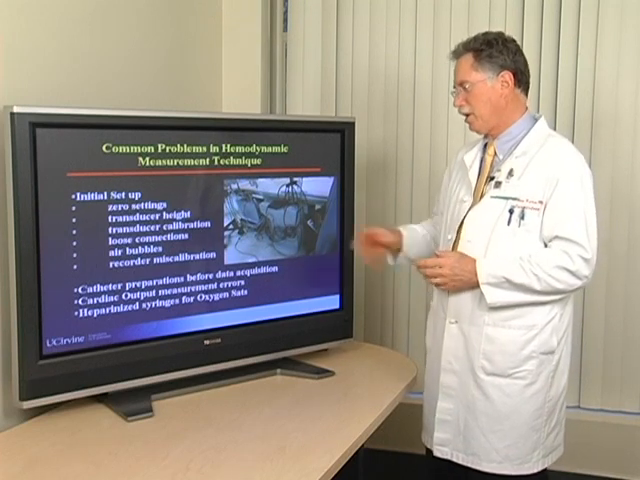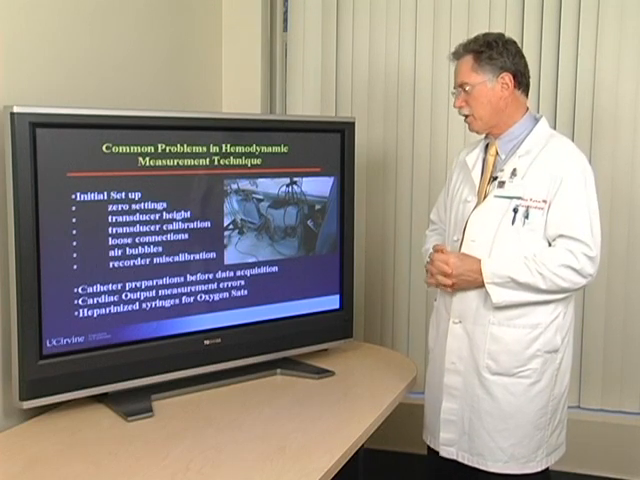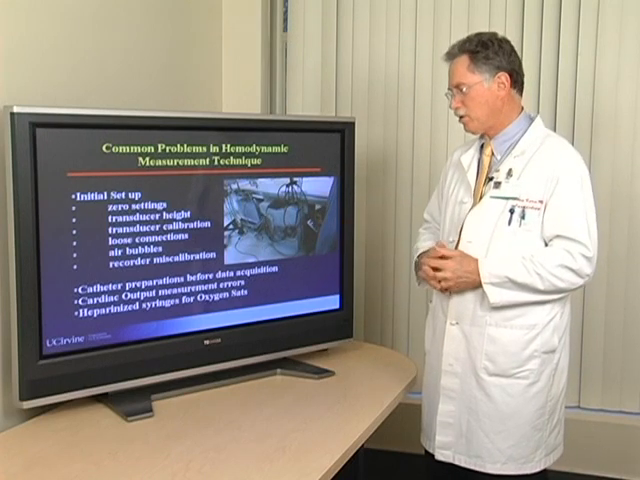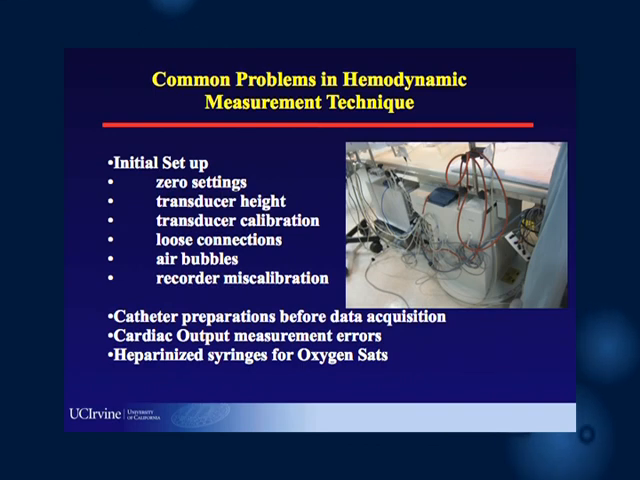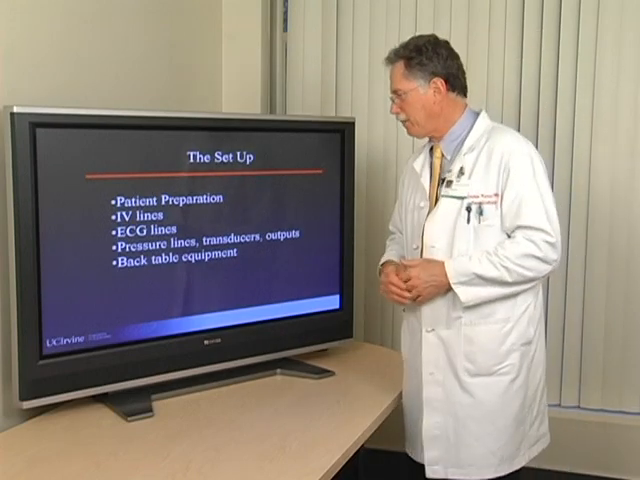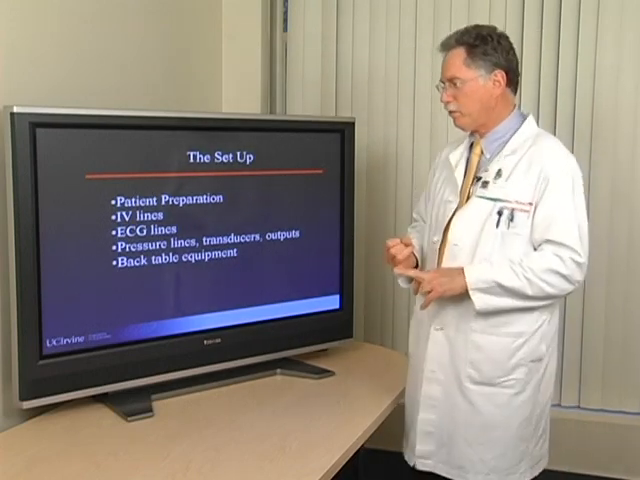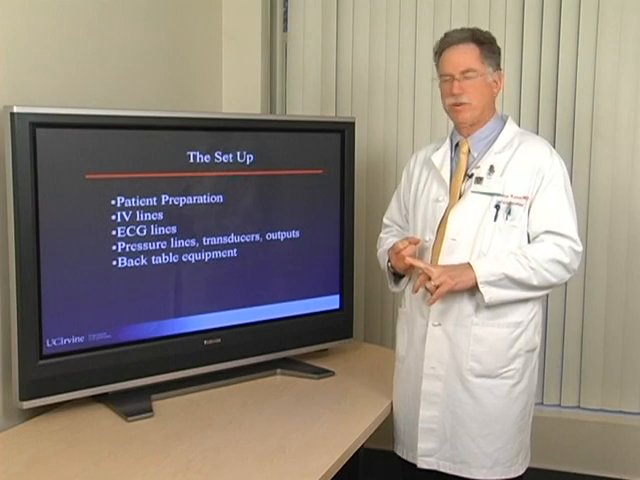It's important to fix those connections and make sure that they represent the right transducers to make the acquisition of pressure measurements easy. It's always important to have correct catheter preparations on the back table before you start your procedure. Make sure your cardiac output and thermodilution equipment is working, and have available heparinized syringes for the measurement of oxygen saturation.